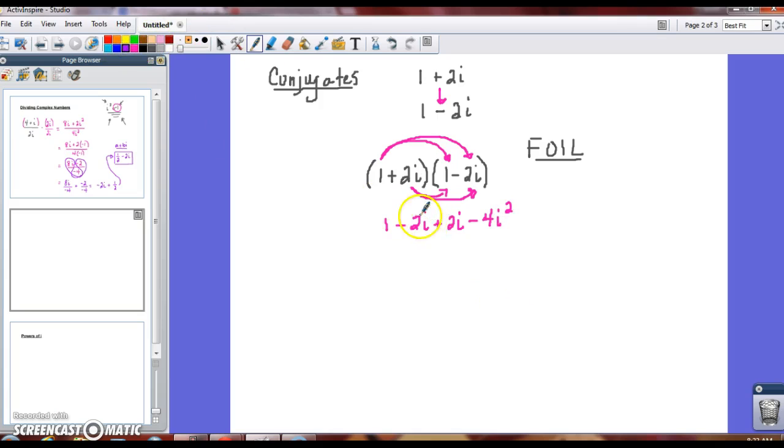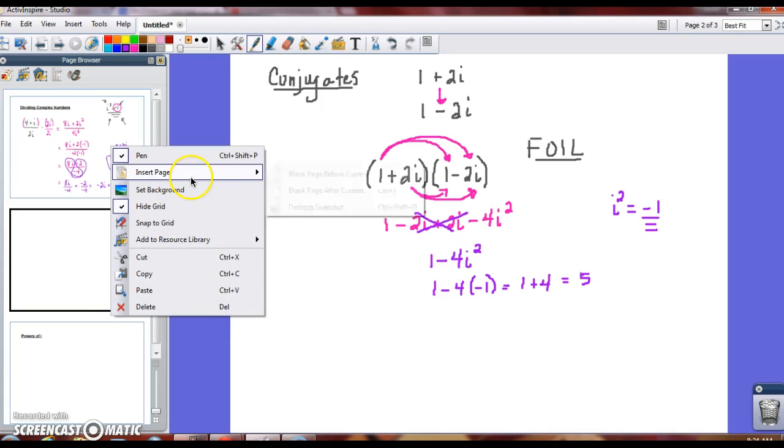Okay? These middle terms are going to cancel each other out. They're going to add to 0. I now have 1 minus 4i squared. But remember, i squared is negative 1. That is so unbelievably helpful because now I can replace the i squared with negative 1. Negative times a negative is a positive. I end up with 1 plus 4, or I end up with 5. Okay, so conjugates are super, super helpful because they're going to help us to get rid of that i that's in the denominator.